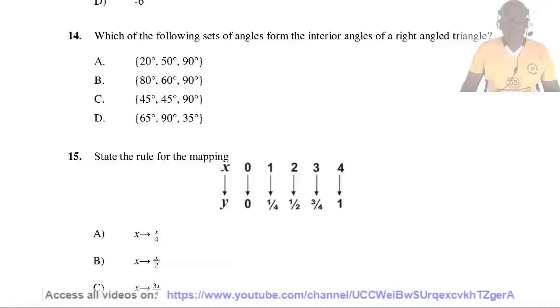Question 14. Which of the following set of angles form the interior angles of a right-angled triangle? The answer is C, because the sum of these angles equals 180 degrees.